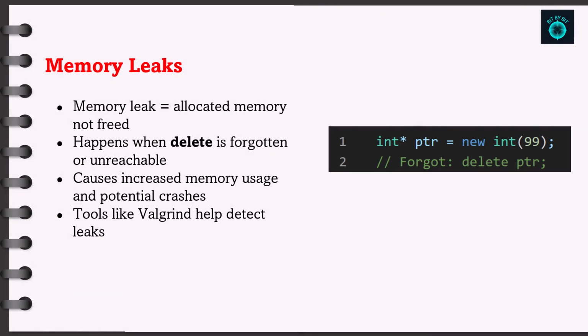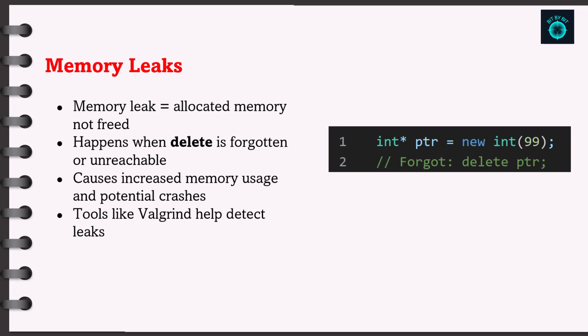Memory leaks. A memory leak happens when a program allocates memory using the new keyword but never releases it with delete. Imagine you write int *ptr = new int and store a value in it. If you forget to call delete ptr, that memory stays reserved until the program ends. Worse, if the pointer is lost or overwritten before you delete it, you can't free that memory at all. It's stuck.